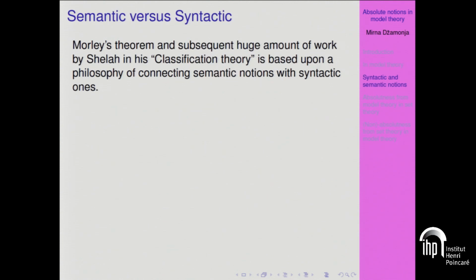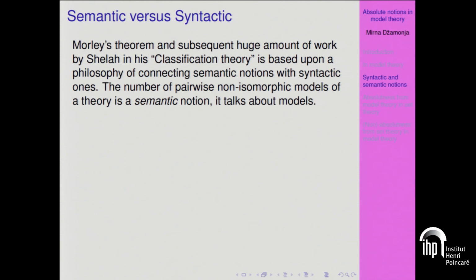So semantic versus syntactic. The semantic approach to model theory studies the meaning, which are the models. The syntactic approach studies the formulas. And Morley's theorem, and the huge amount of work that was done by Shelah and others after him, is based upon a philosophy of connecting semantic notions with syntactic notions.